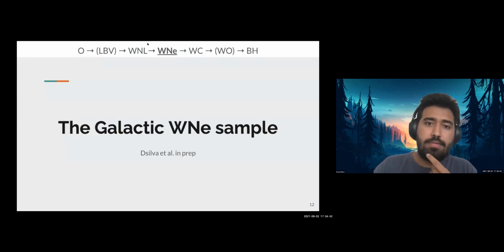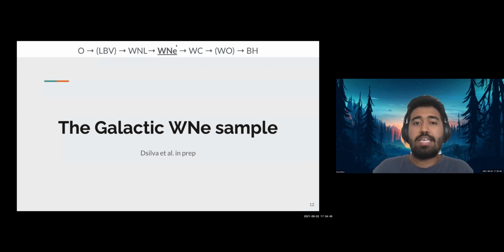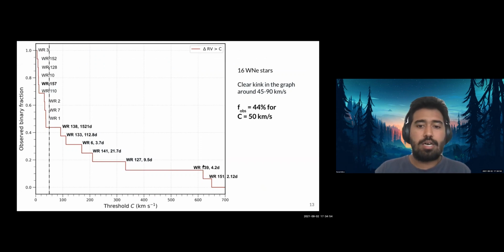In order to look at that in more detail, we go to the WNE, the early WN stars. This is all work in progress, and we have a slightly larger sample, about 16 stars. Already you can see that the x-axis is quite different, an order of magnitude. Where you had delta RV values of the order of tens of kilometers per second, here you have hundreds of kilometers per second, which directly translates to the periods of these binary systems. They resemble the main sequence O stars more, with periods of the order of days to months, and a few of them of the order of years.